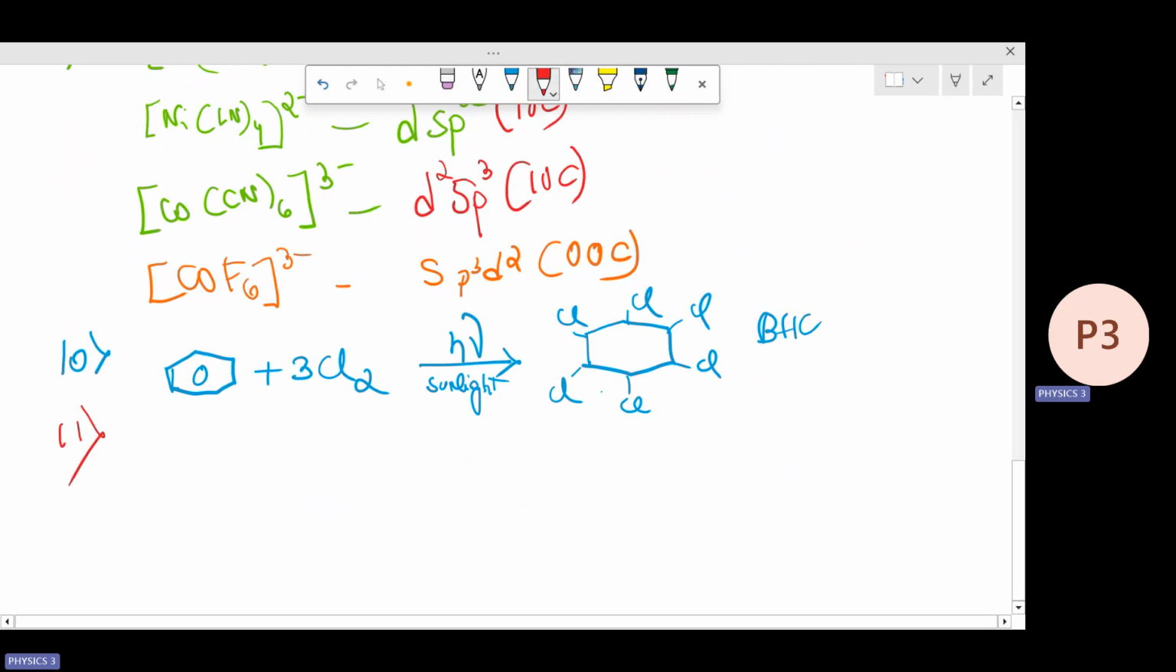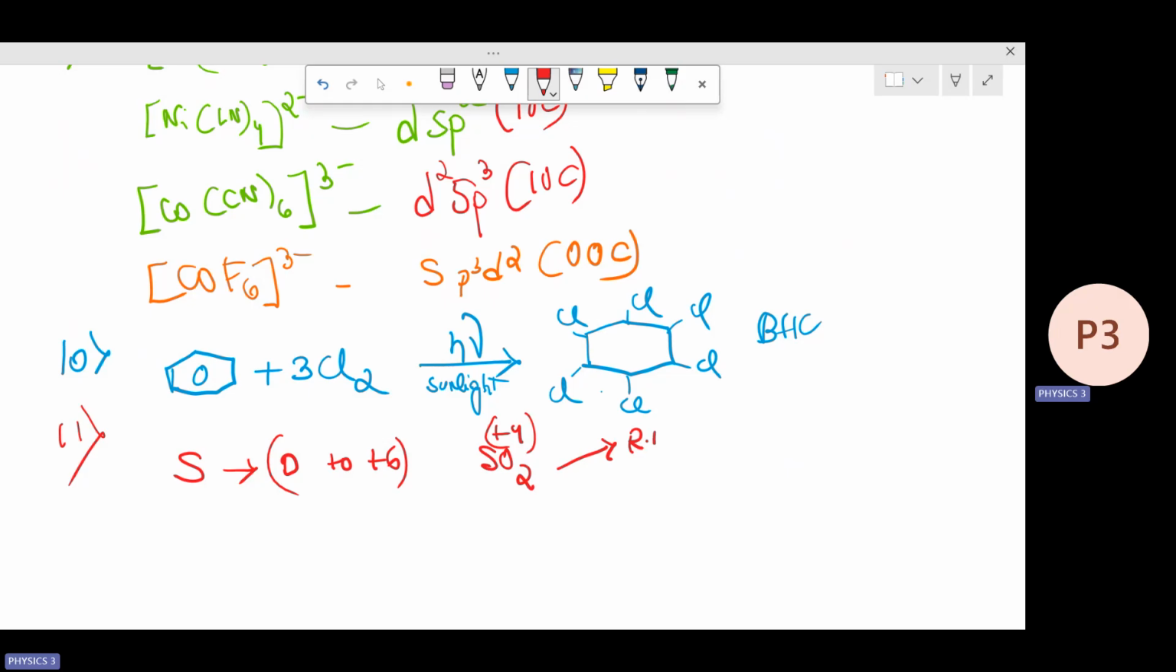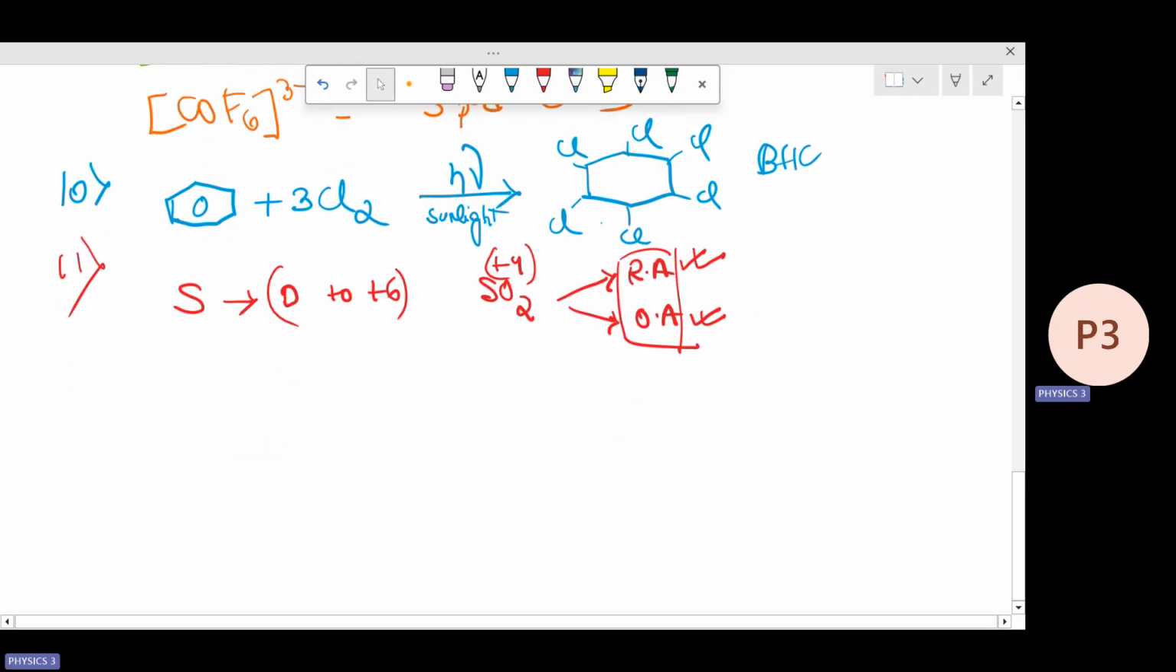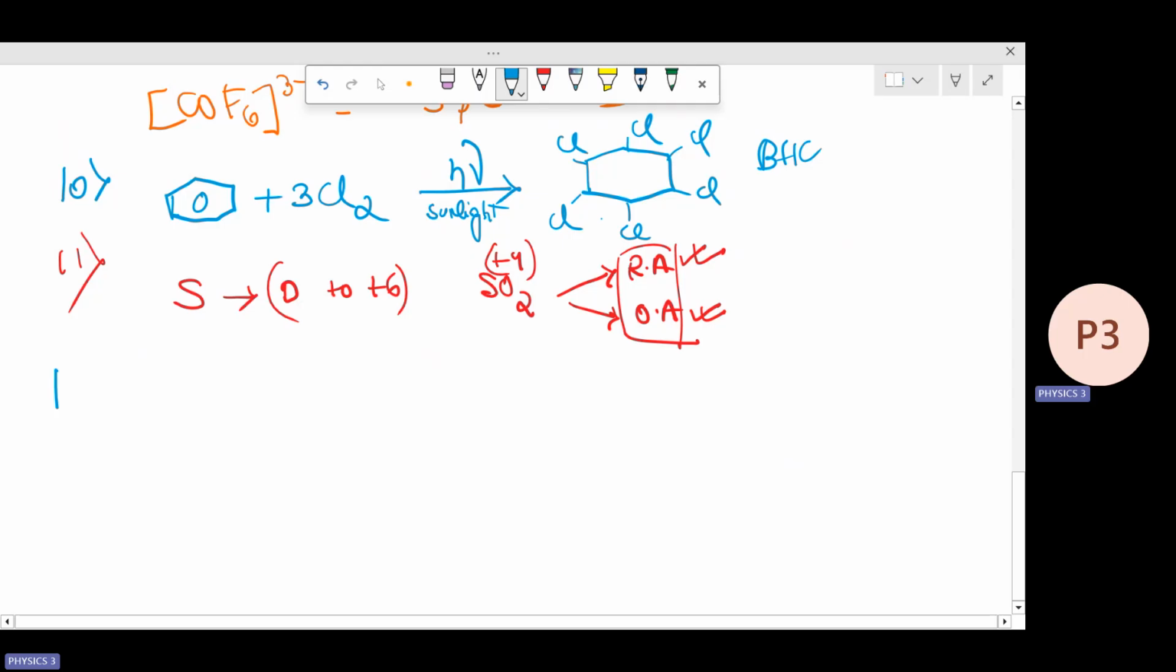Question number 11 is discussing the incorrect statement. I think we all know sulfur can have oxidation states from -2 to +6, but in SO2 sulfur only has an oxidation state of +4. So it can act as a reducing agent also, it can act as an oxidizing agent also. That is, it can increase its oxidation state as well, it can decrease its oxidation state as well. So it can act as both reducing and oxidizing agent. So henceforth statement number 4, that it does not act as a reducing agent, is wrong. Question number 11 done.